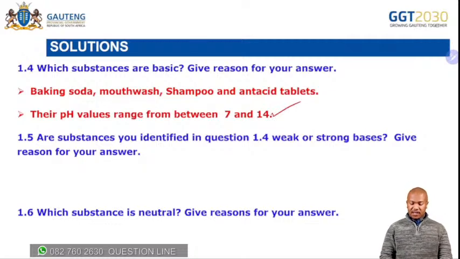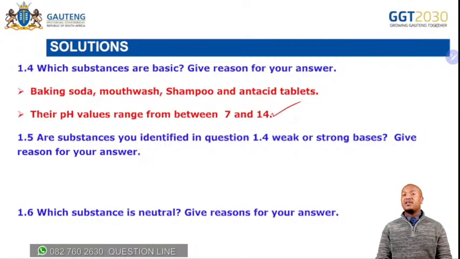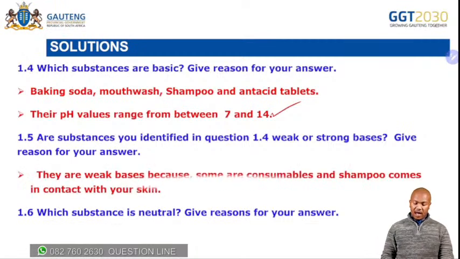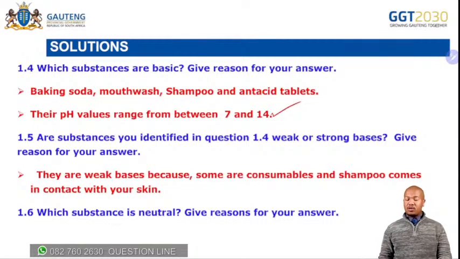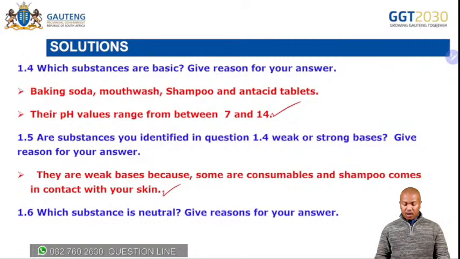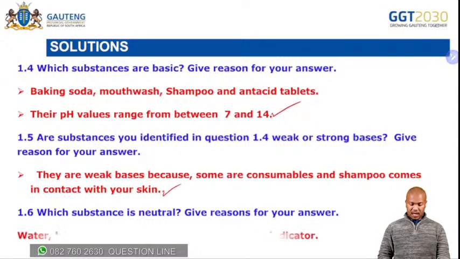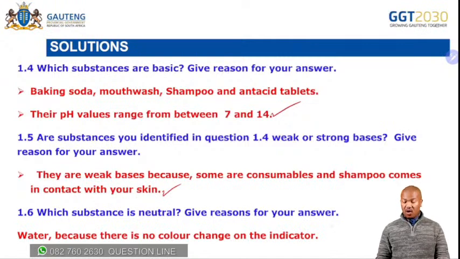1.5, are the substances you identified in question 1.4 weak or strong bases, and give reasons for your answer. They are weak bases because some are consumables, and shampoo comes into contact with your skin. Therefore, we don't say it is a consumable. 1.6, which substance is neutral? Give reasons for your answer. It is water because there is no color change on the indicator.